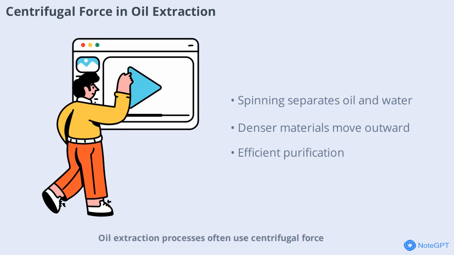Oil extraction processes often use centrifugal force to separate oil from water and other impurities. As the mixture spins, denser materials move outward, allowing for efficient separation and purification. This method is widely used in the energy industry.